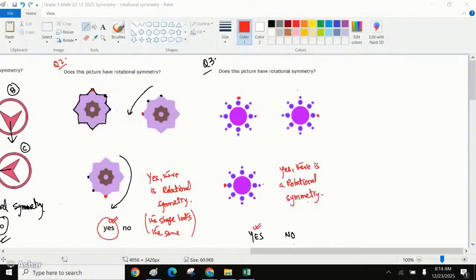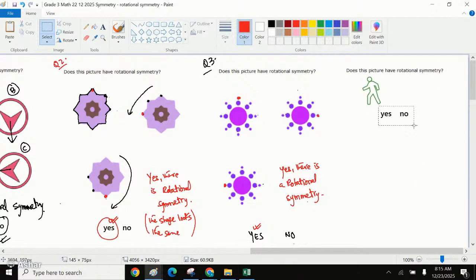There's a picture of a person in this case. The next question has a picture of a person, and they're asking us whether this person has a rotational symmetry or not. If this was the person in the question, question number 4 says, does this picture have a rotational symmetry? We know that in a person the head is at the top, right? So if we rotate this person towards the right, do they exactly look the same?